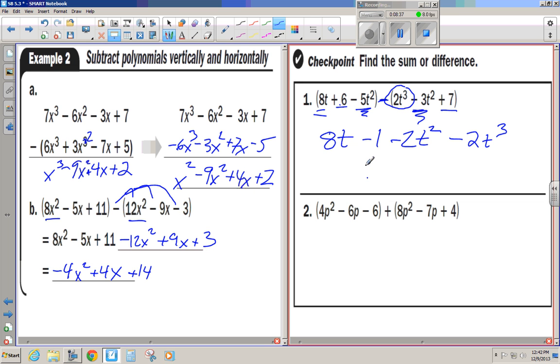So when I work this out and put it in standard form, the highest exponent goes first, then the next highest, and that's it.